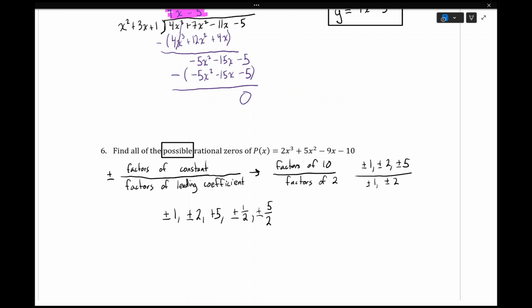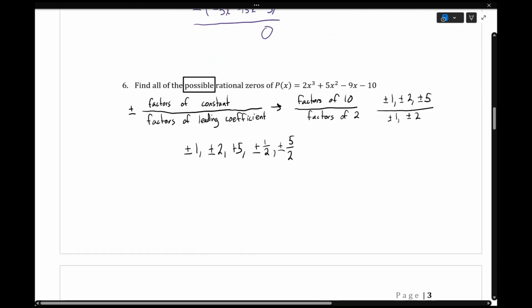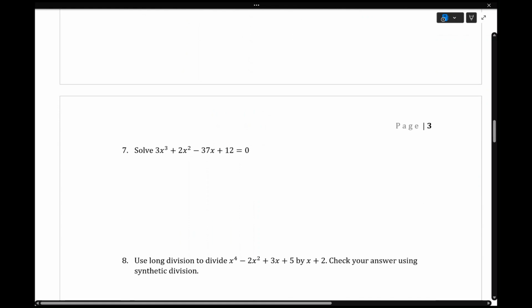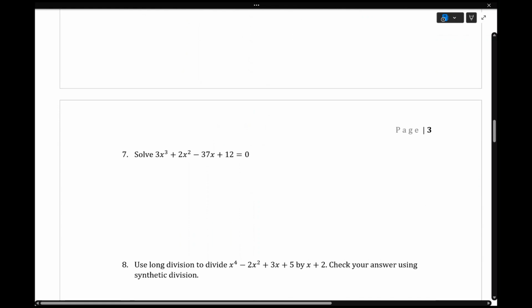Now, why do we care? Well, if we're looking for zeros, I've narrowed it from all rational numbers, an infinite number, to just 10 to check. And as you might guess, that's what we're going to do on number 7.